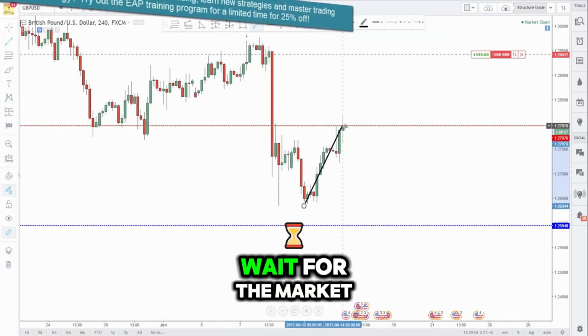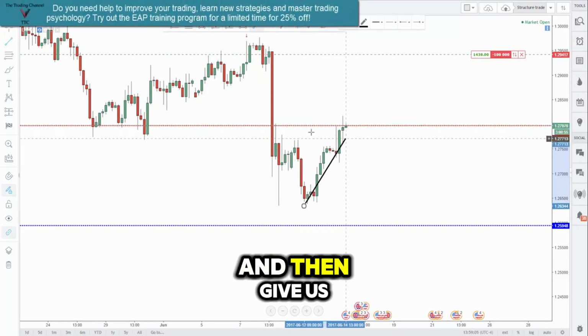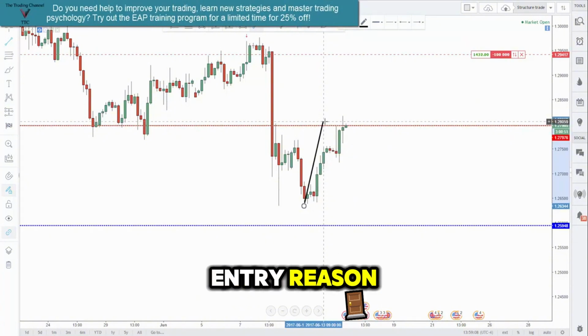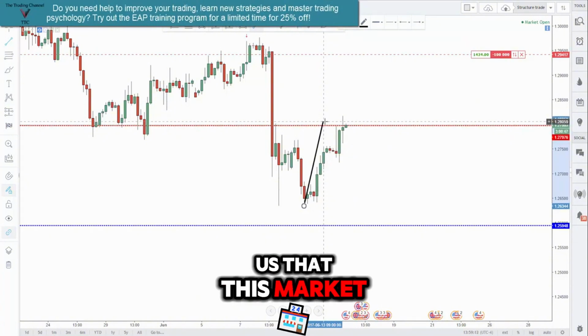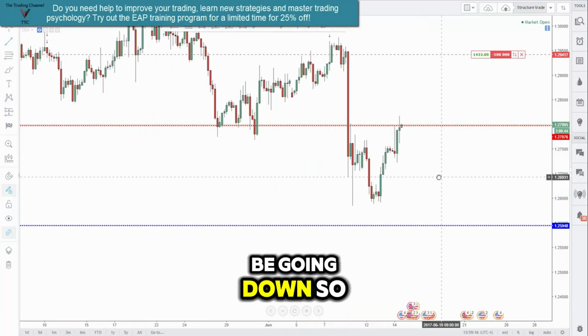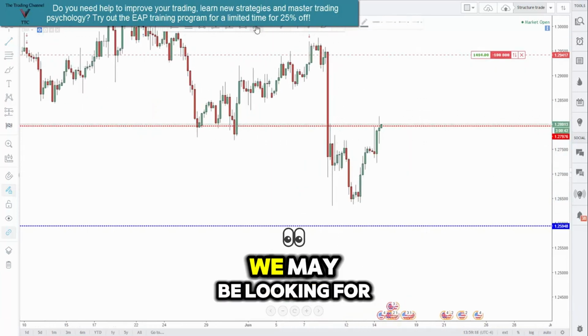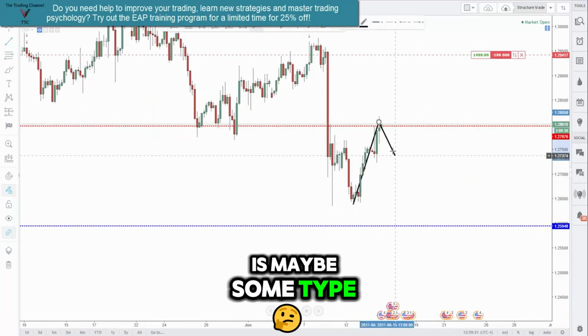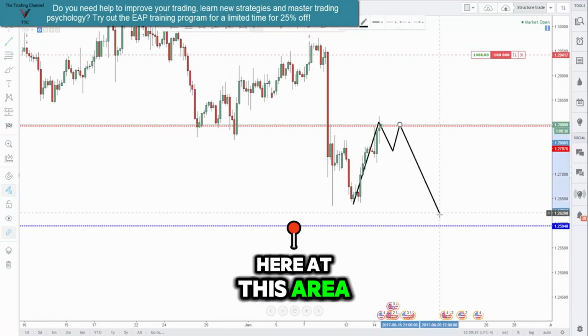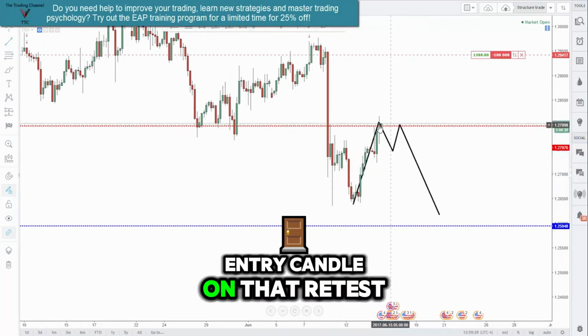What we do is wait for the market to get to those levels and then give us proof or some kind of entry reason in order to tell us that this market could possibly be going down. So here on the 4-hour chart, some examples of things we may be looking for is maybe some type of retest here at this area and some kind of entry candle on that retest.